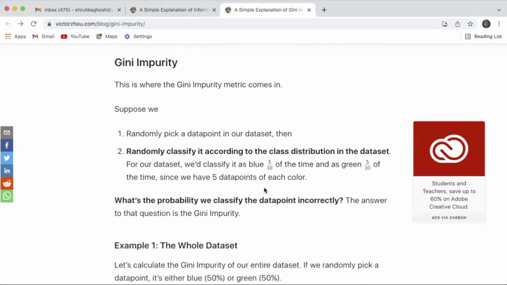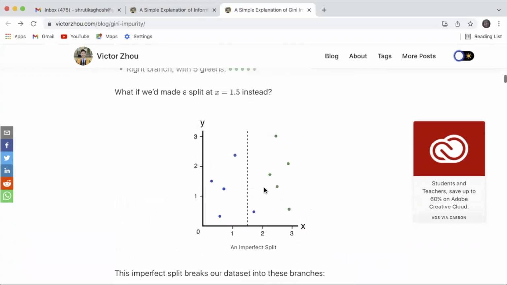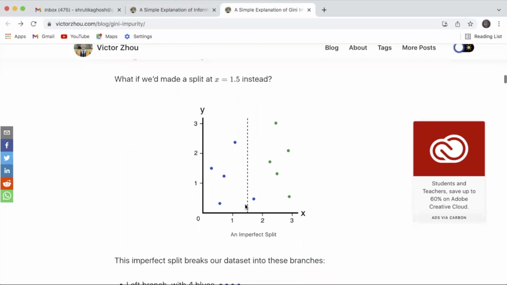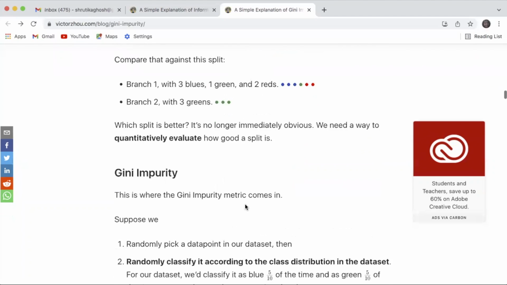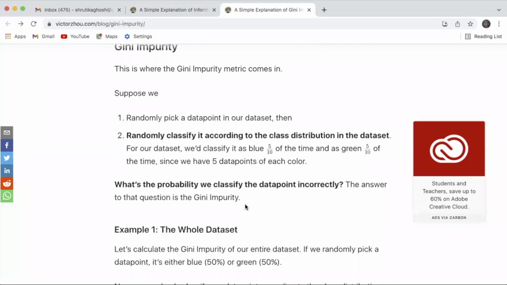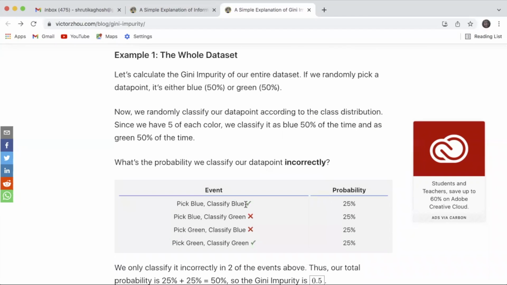What exactly they are saying is, there are a total of 10 balls, out of which 5 are blue and 5 are green. If we randomly pick any ball, what is the probability of the ball being blue? That will be 5 by 10. What is the probability of the ball being green? That will also be 5 by 10. So first of all we found this probability. Now the next thing they are doing is: what is the probability that we classify our data point incorrectly?